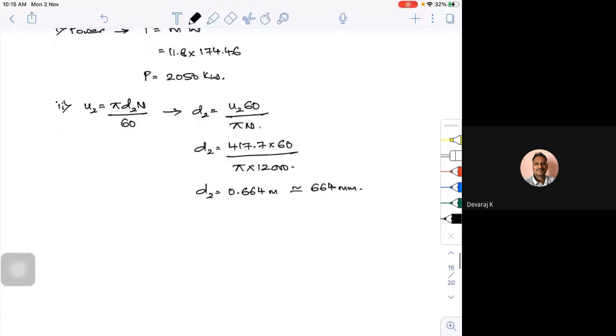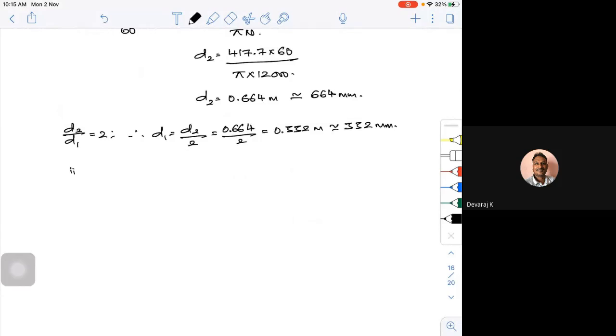In the problem, they have given the diameter ratio, that is D2 by D1 is equal to 2. Therefore, my D1 is equal to D2 by 2, which is 0.664 divided by 2, that is 0.332 meters or 332 mm. So I got the values of the inner diameter, the hub diameter, and the outside diameter, which is called the tip diameter. Once I know this, the last thing I need to find, the third one, is the inlet blade angle beta 1.